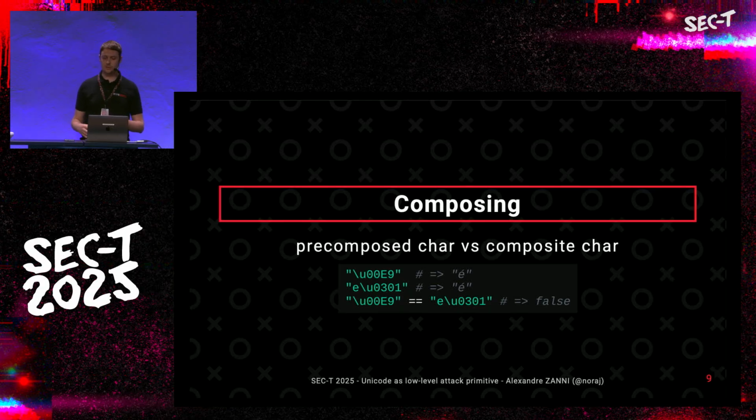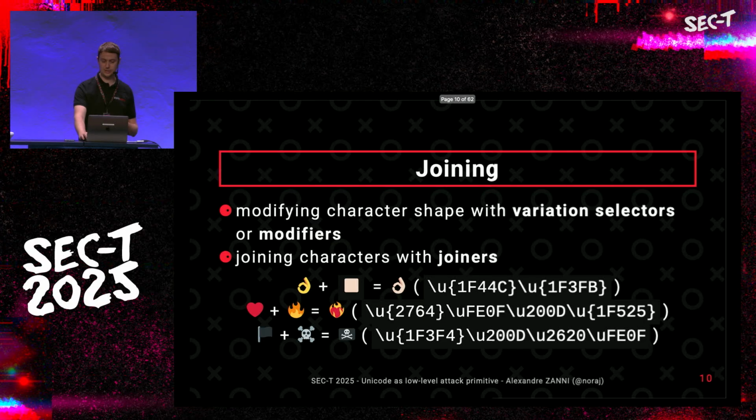There are some unique mechanisms like composing. You can have, for example, the E with acute accent as a pre-composed character, so just one character, but you can write it in another way, such as a normal E followed by another acute accent and compose them together. So they give the same result, but they are not the same. So this will bring some challenges.